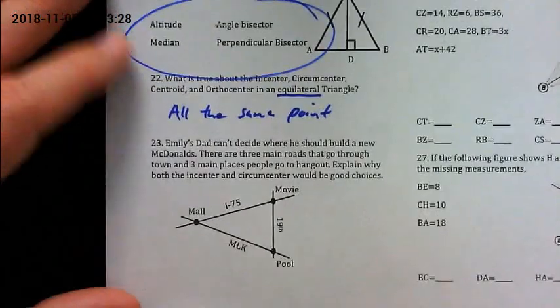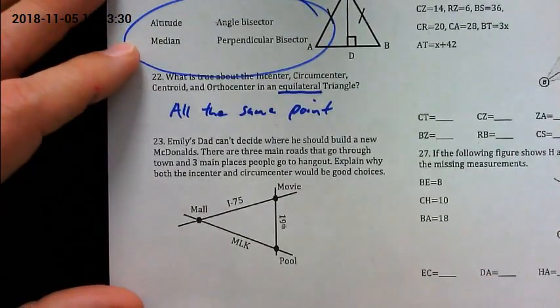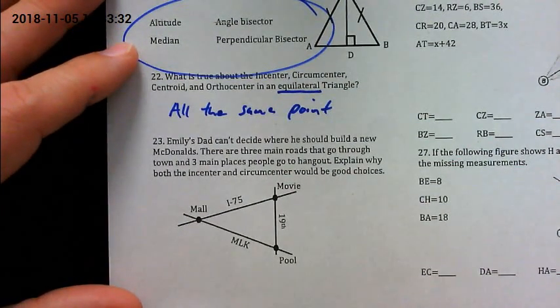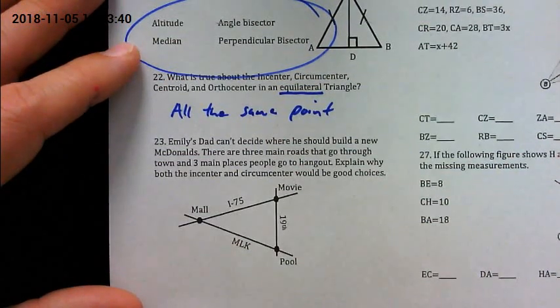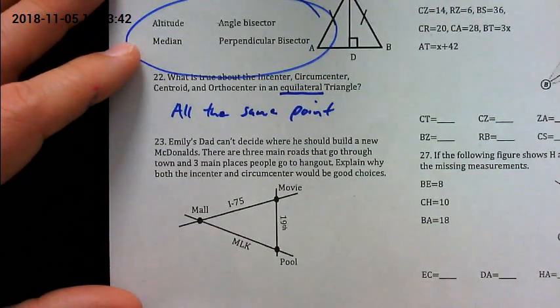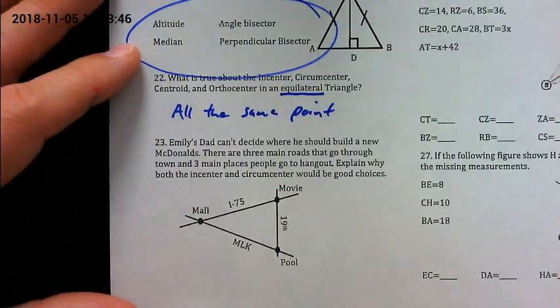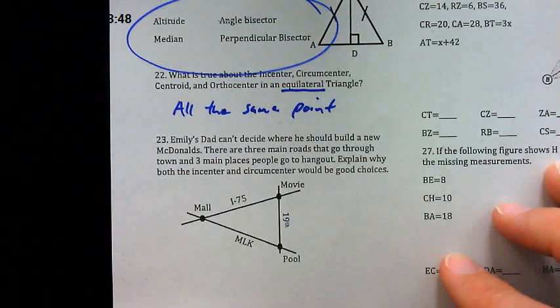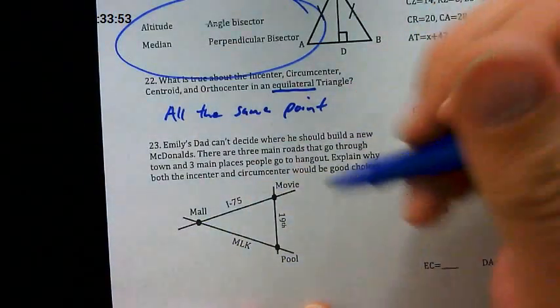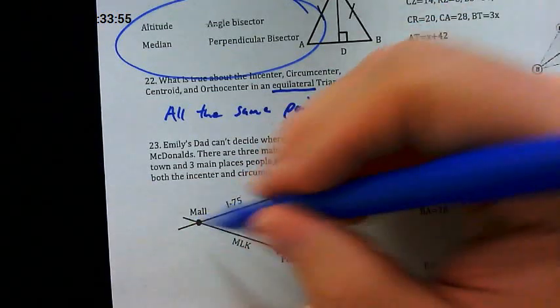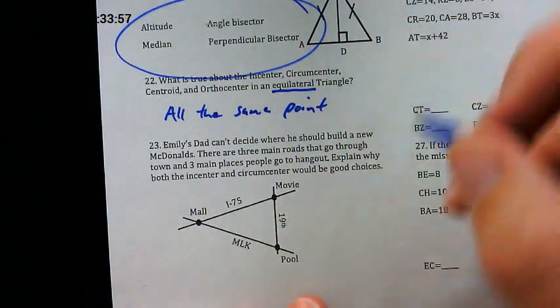So why would the incenter be a good choice? Because both of them are the same distance from each of the vertices. But which one is that, incenter or circumcenter? Circumcenter. Equal distance to the vertices is our circumcenter. Incenter is equal distance to the sides. So on here, what represents the sides? The roads. What represents the vertices? All the hangout locations, right?